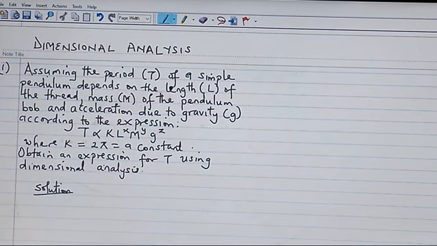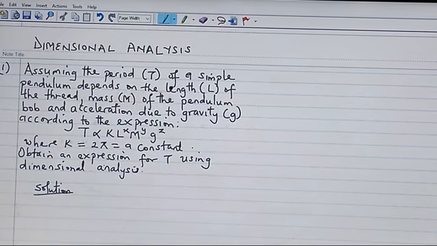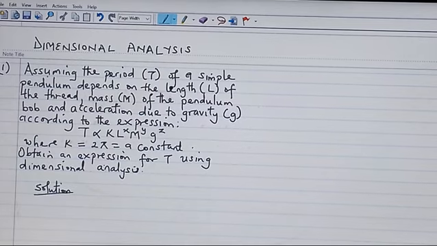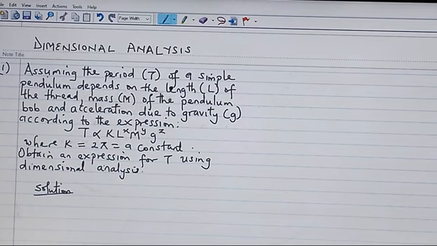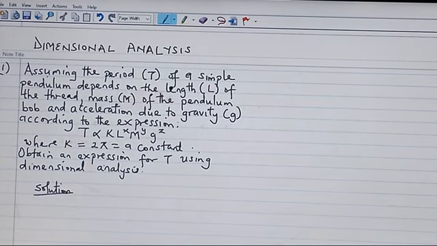In this case, we have that T is proportional to the power of the length of the thread, power of the mass of the bulb, and the power of acceleration due to gravity, G. So the first step to take in this problem is to express each quantity in terms of dimension. If you check the equation, all the quantities have been expressed in terms of their dimensions except acceleration due to gravity, G. So we have to express that in terms of dimensional analysis and proceed.